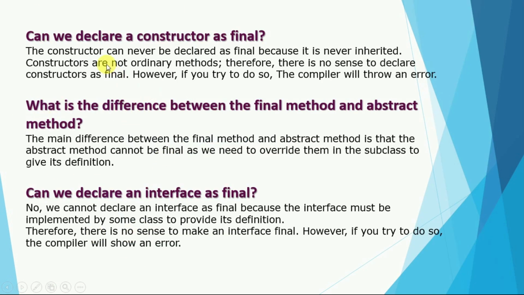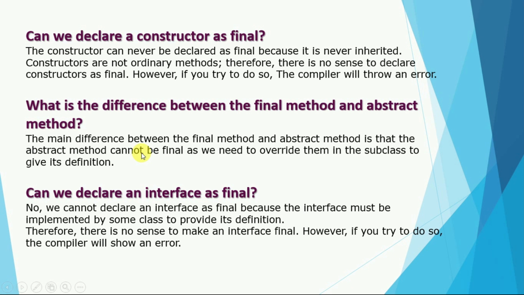So can we declare a constructor as final? A constructor can never be declared final because it is never inherited. We already discussed this in our previous slide, so it will throw an error. What is the difference between a final method and an abstract method? The main difference is that an abstract method cannot be final, as we need to override it in the subclass to give its definition.